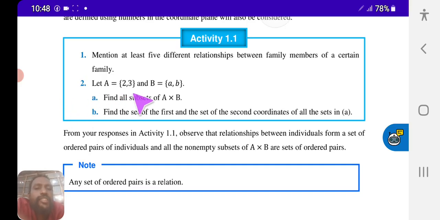Number 2. Let A be the set containing elements 2, 3, and B be the set containing elements a, b. Then, part A: find all subsets of A cross B. Find all subsets of A cross B. And part B: find the set of first and the set of second coordinates of all the sets in A. Okay, students, let us start our work.